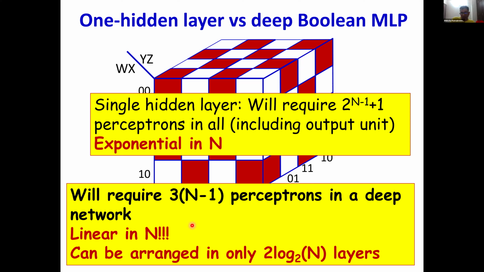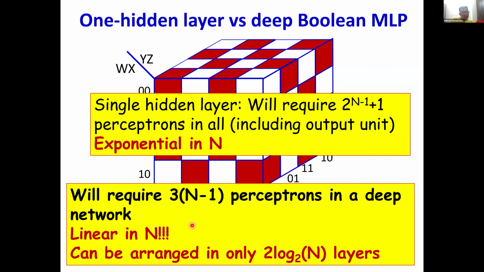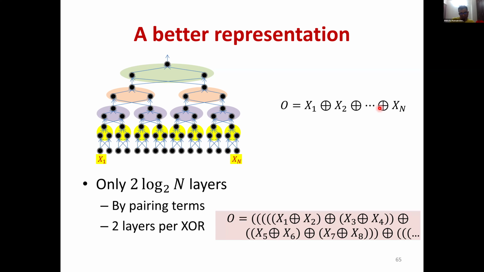Okay. But then it gets better, right? Here's something about XORs. XORs are associative, so I can group them in any manner. If I have n variables, I can XOR the first 2, then XOR the next 2, and then XOR their outputs. And I can keep grouping things in this manner.